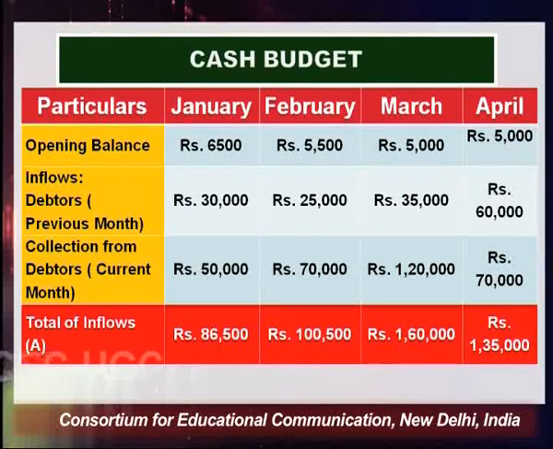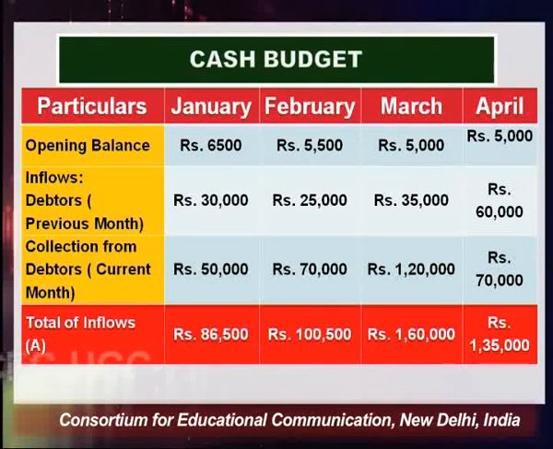Once we have posted, we can aggregate them. When we add, for instance for the month of January, rupees 6,500, 30,000 and 50,000, it becomes 86,500. This is my total of inflow, which I'll be categorizing as A, because the outflow will be B as per the format which I have shown you in the previous lecture of mine.